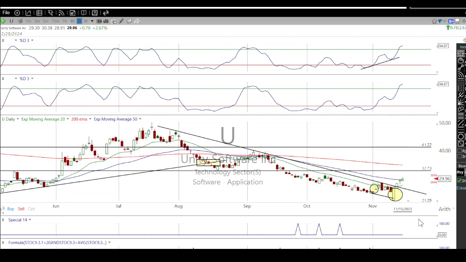Unity was a divergence recently. We called that one out. It still has a little pop, but it's getting overbought. I wouldn't get in it at this point.